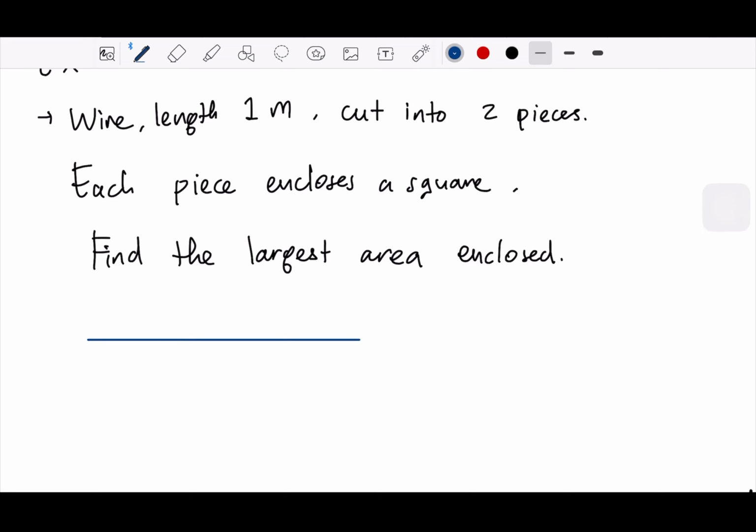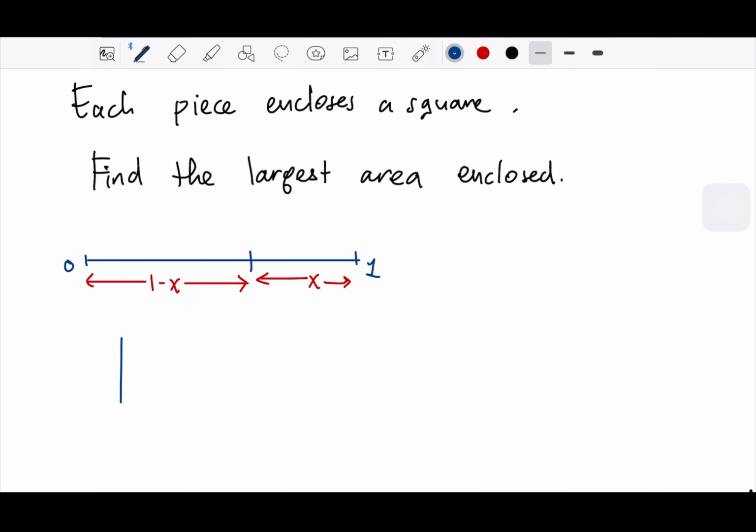So let this wire be from 0 to 1, and maybe you cut here. Let's say this is x, and the other one is 1 minus x. This is the constraint. So you have square 1 with each side 1 minus x over 4, and this x over 4. Remember, you need to fold the square, and you have 4 sides, so you divide by 4.